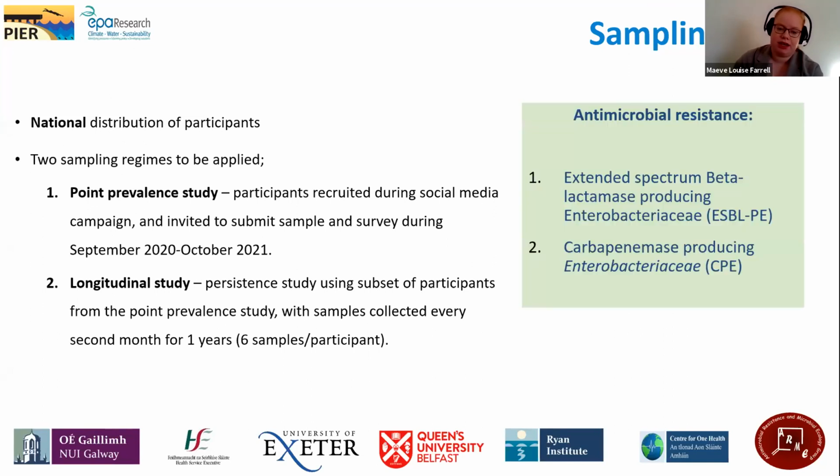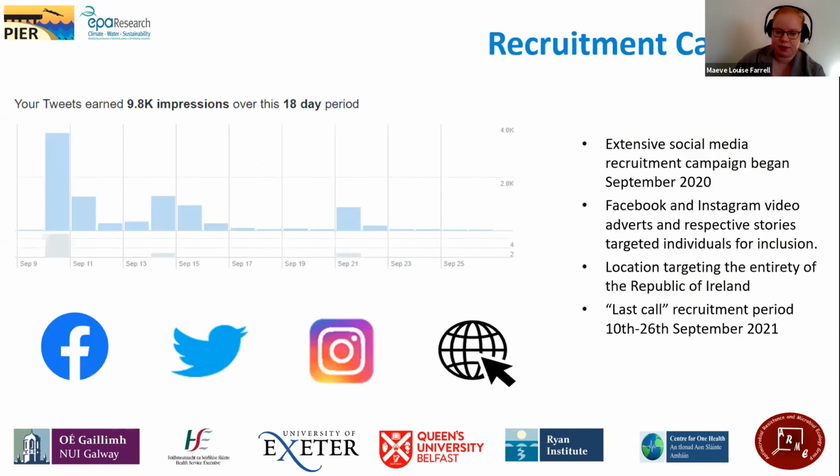And just to reiterate that we're looking at 2 specific types of antimicrobial resistance. So our extended spectrum beta-lactamase producing Enterobacteriaceae, ESBLs, and our carbapenemase producing Enterobacteriaceae, so our CPEs.